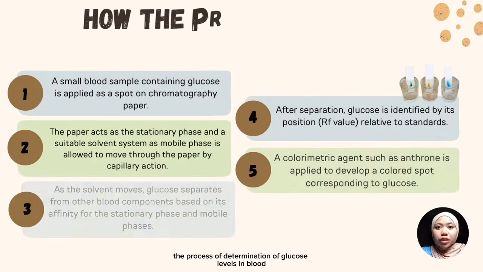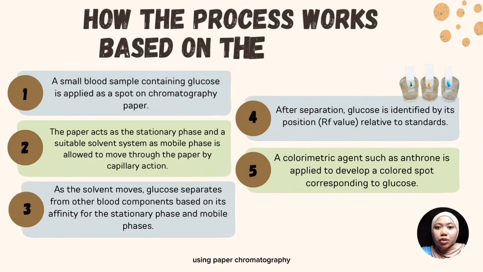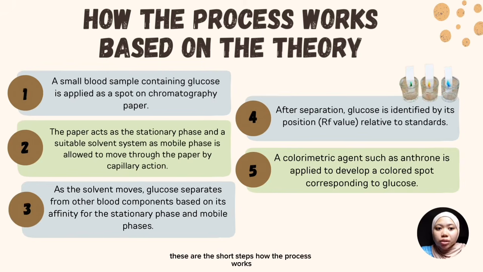The process of determination of glucose levels in blood using paper chromatography works based on the theory. These are the short steps of how the process works. Firstly, a small blood sample containing glucose is applied as a spot on chromatography paper. Then the paper acts as the stationary phase and a suitable solvent system as mobile phase is allowed to move through the paper by capillary action. After that, as the solvent moves, glucose separates from other blood components based on its affinity for the stationary phase and mobile phases.